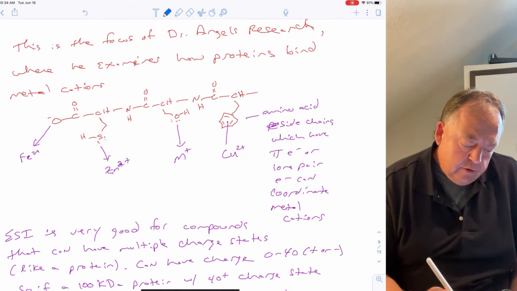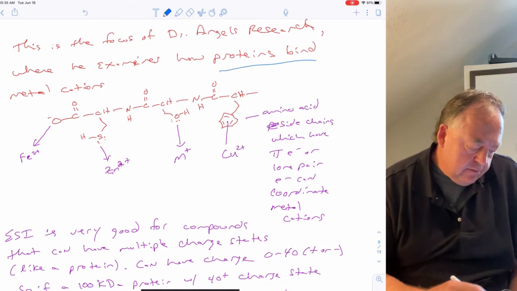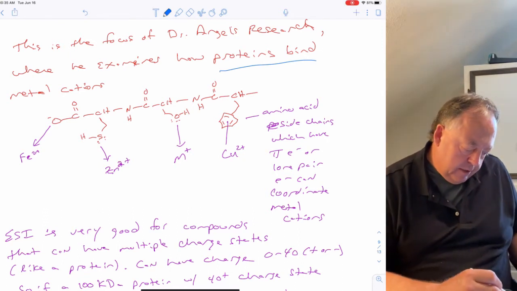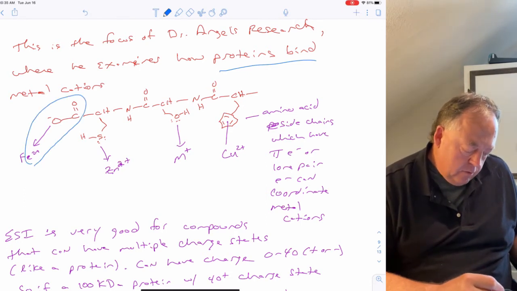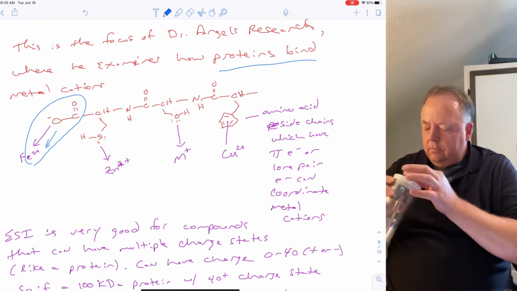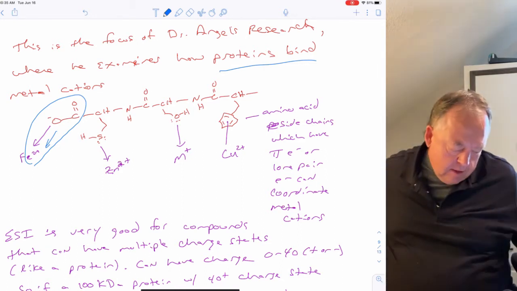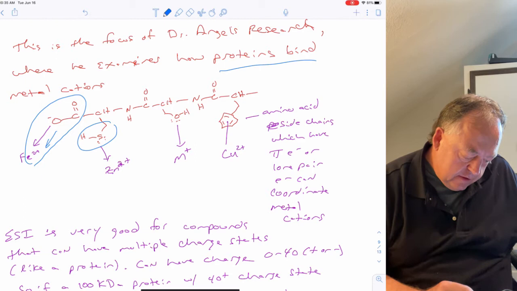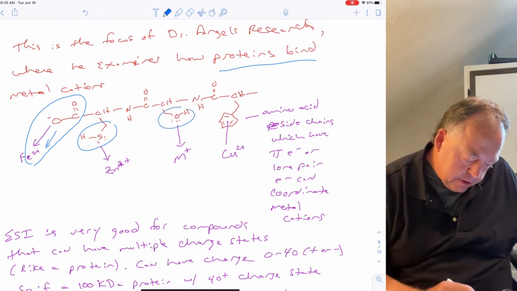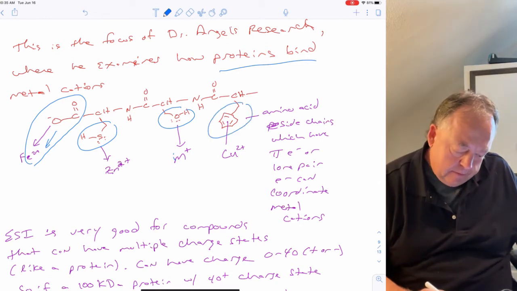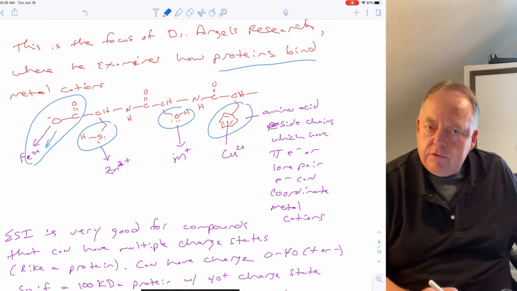All right, so this is the focus of Dr. Angel's research group, where he examines how proteins bind to metal cations, typically transition metals. If it's a protein, you could have a C-terminal end with a negatively charged carboxylate oxygen that could bind to metal. A thiol, if it's a cysteine, the sulfur can bind to metals. If it's a serine, the oxygen of an alcohol can bind to metals. If it's got a pi system in it, like phenylalanine or tyrosine, the pi electrons can bind to metals.